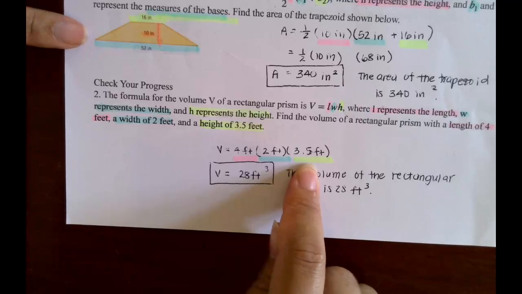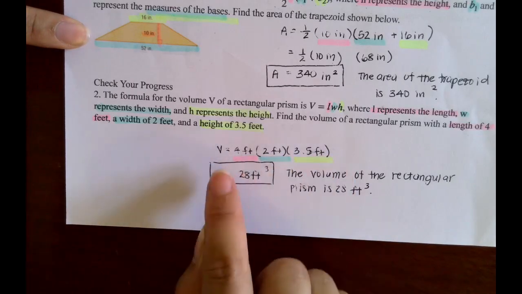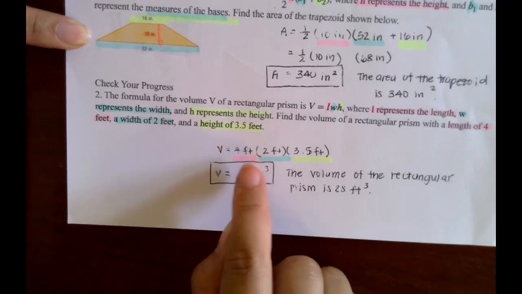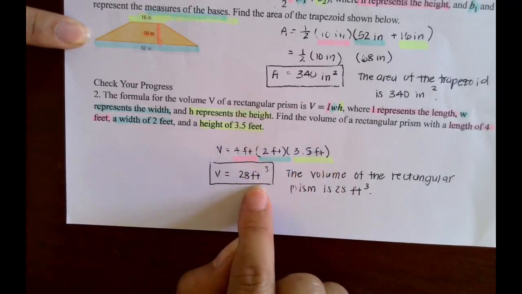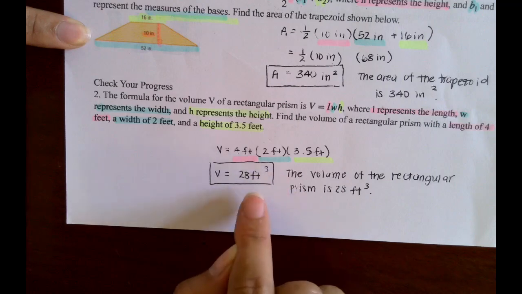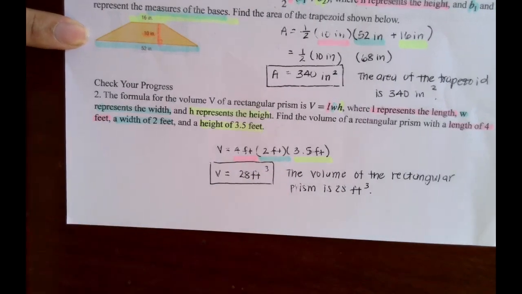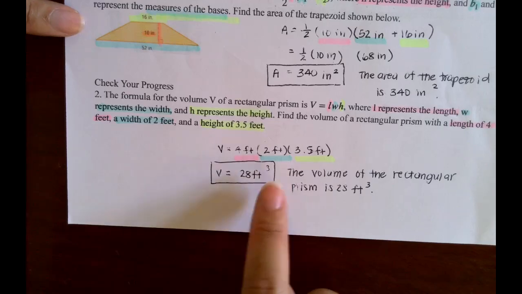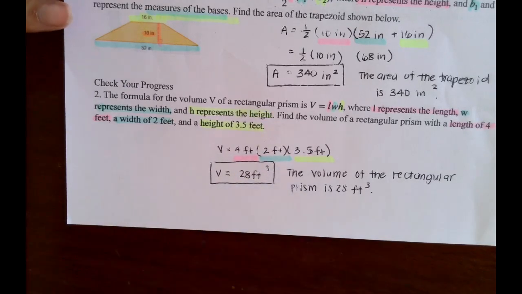Then I multiplied, since this is all multiplication. So 4 times 2 times 3.5 is 28. And then feet times feet times feet is feet cubed. Note the cube only goes with the feet, not the 28. Normally our volume is in units cubed. That's why it's feet cubed. And then I just wrote my answer in a sentence.